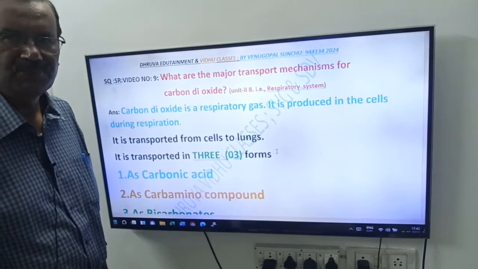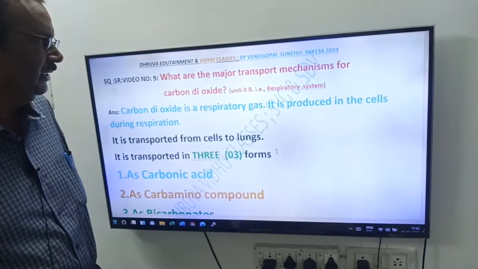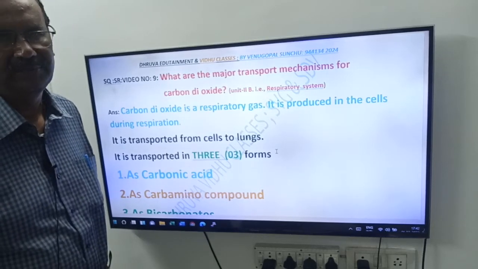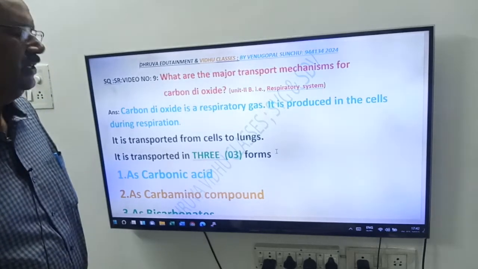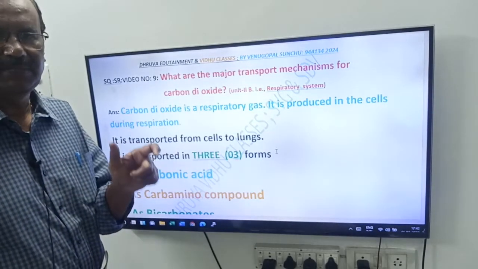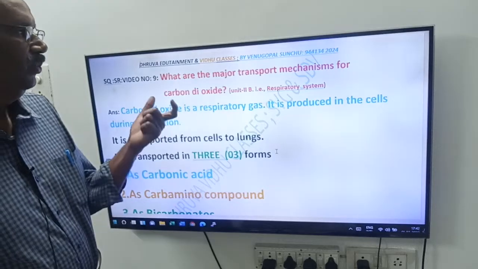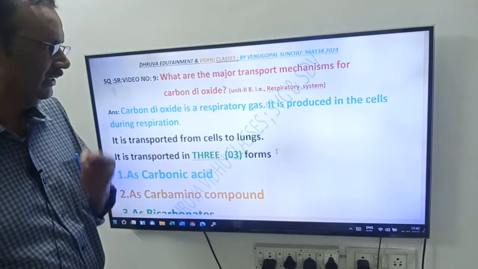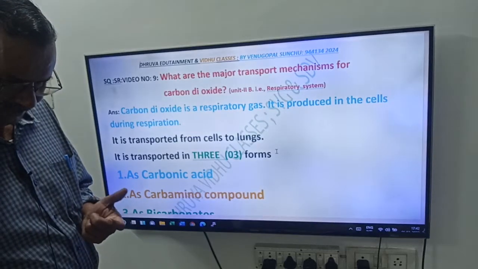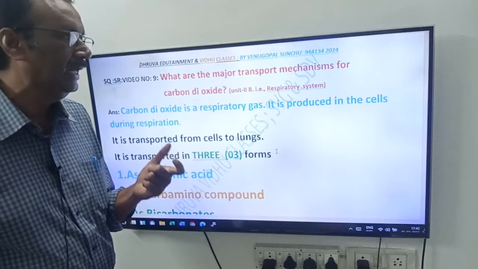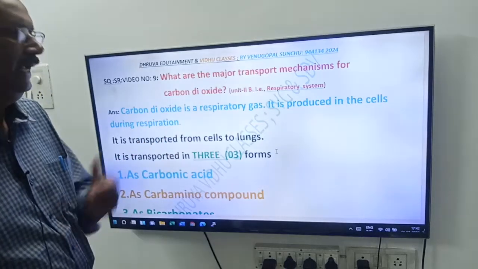Friends, this is a 4 marks question from second year zoology, from the respiratory system, unit 1B. What is our question? Simply you said transport of carbon dioxide. But in your IPE textbook the question is like this: What are the major transport mechanisms for carbon dioxide? Explain.